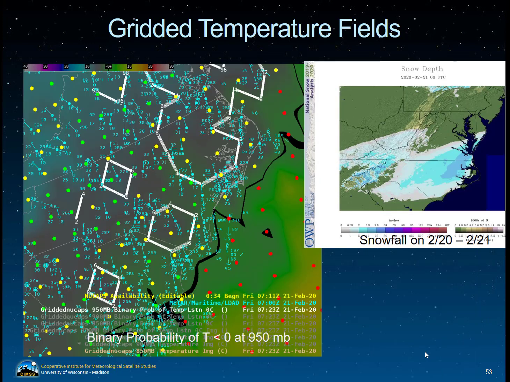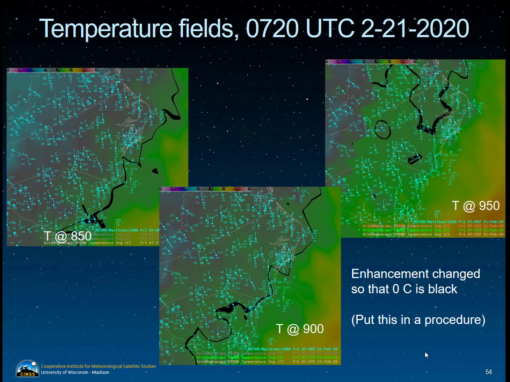For example, here's a gridded temperature field, and it's the binary probability of the temperature less than 0 at 950 millibars. This was from a day with snowfall in North and South Carolina. So you notice around the tidewater is where the binary probability is greatest. You can also look at temperatures at various levels. So here we have a gridded temperature at 850, 900, and 950 for this same day.